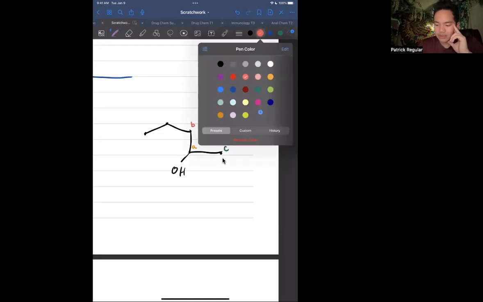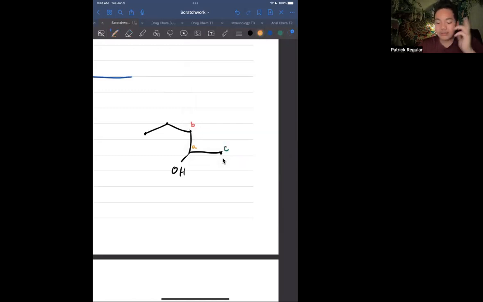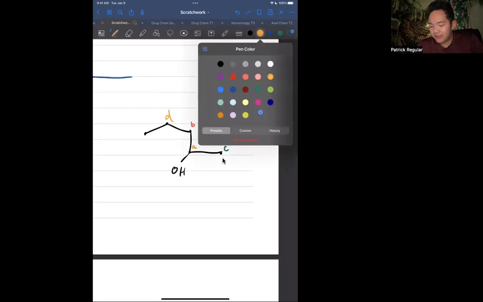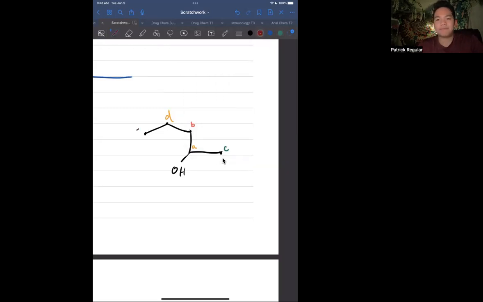Now the next one, let's bring back D. Is there any other carbon that's chemically equivalent? Not really. Would it be chemically equivalent to B because they're both CH2s? No. They might show up close to each other on proton NMR or carbon NMR, but they would be pretty distinct peaks. Let's bring it back to red. E.